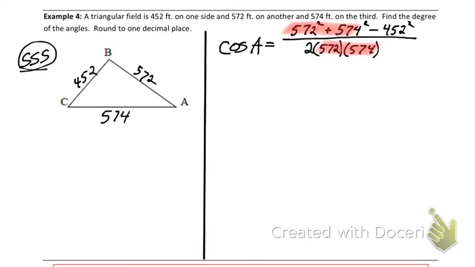Working our way down, we should come up with cosine. I went ahead and put that on my calculator. I didn't do it all at once. I came up with cosine A equaled about 0.69.